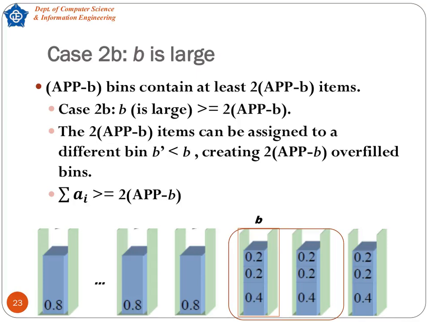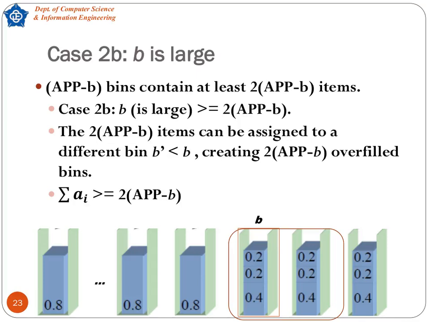Building on our discussion of Case 2a, this slide introduces Case 2b, where the variable B is now considered large. Similar to our previous case, the bins associated with our approximation, or APP-B bins, still contain at least 2 times APP-B items. However, the crucial distinction for Case 2b is that B is defined as large when its value is greater than or equal to 2 times APP-B.